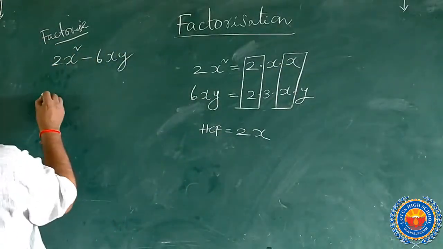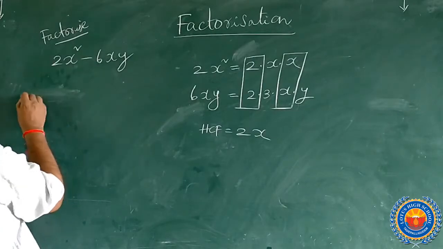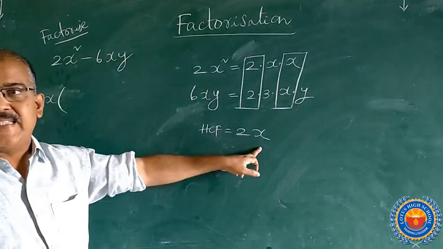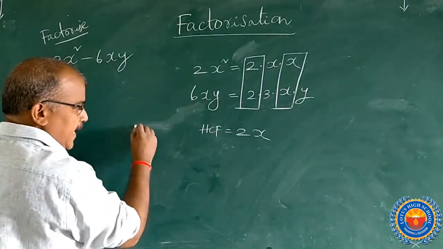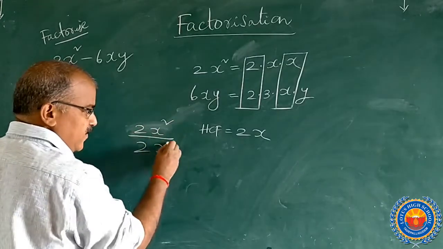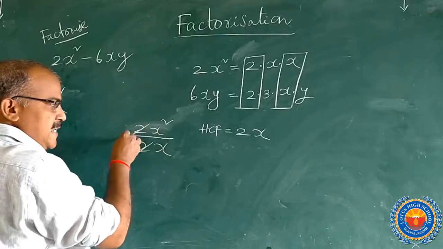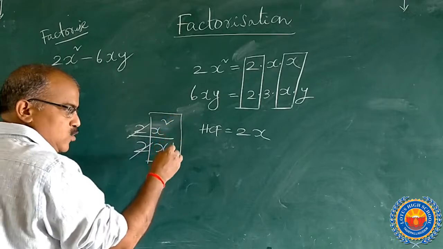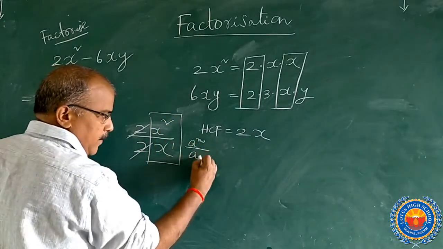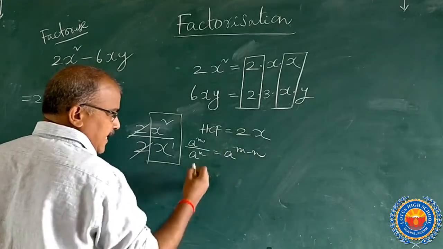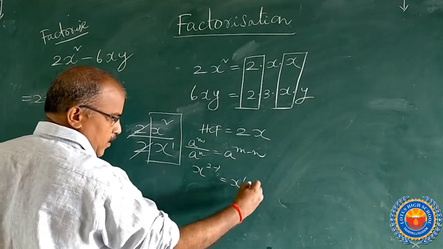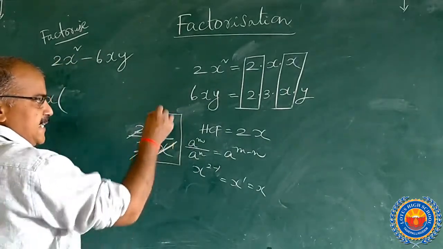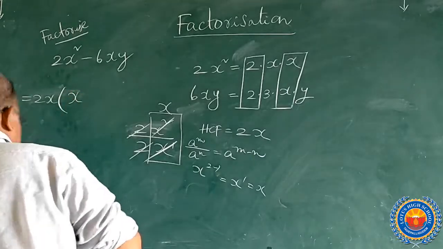Now take this 2x common, in brackets: 2x square divided by the HCF. 2 cancels. x square by x is x to the power of 2 minus x to the power of 1. A to the power of m by a to the power of n is equal to a to the power of m minus n. That's why x to the power of 2 minus 1, x to the power of 1, is nothing but x. So x square by x is x. That x you write here.